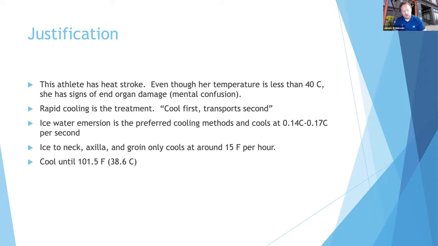Typically you're going to want to cool until about 101.5 degrees Fahrenheit, and that's when you would transport to your tertiary care center. You do want to avoid cooling too far below that because you can get rebound hypothermia. So the suggestion is to keep them in the tub until it's about 101.5 degrees Fahrenheit. Obviously, a rectal temperature is the preferred method as oral temperatures are not reliable, especially in someone in heat stroke. And certainly temporal and skin thermometers are just not as reliable, especially with heat stroke.